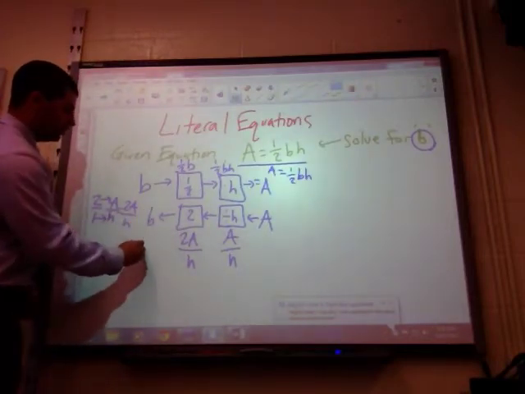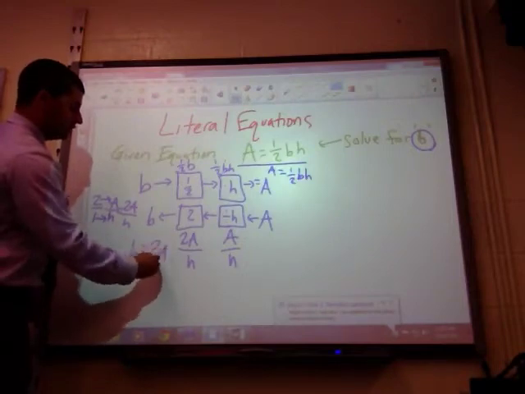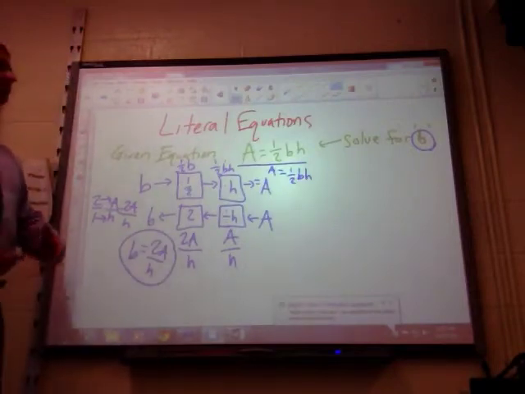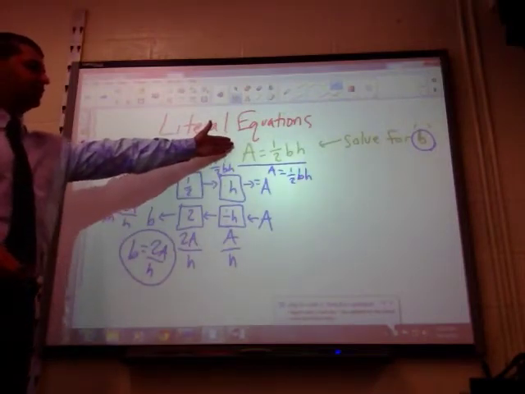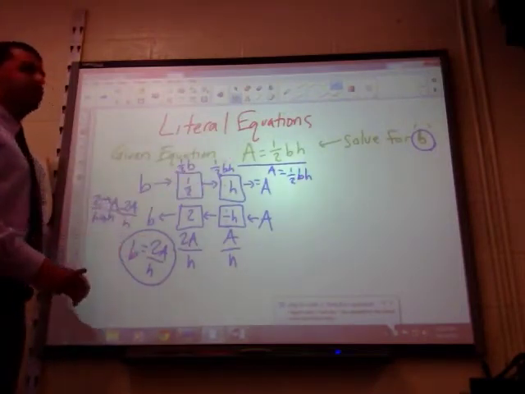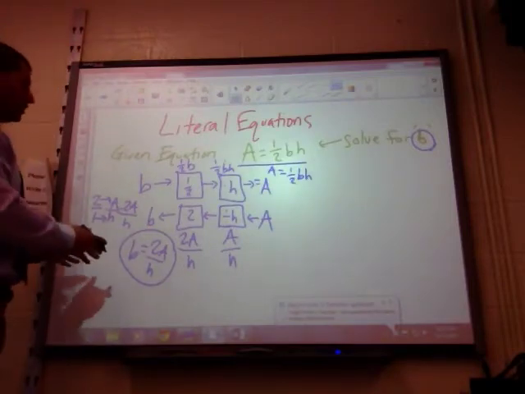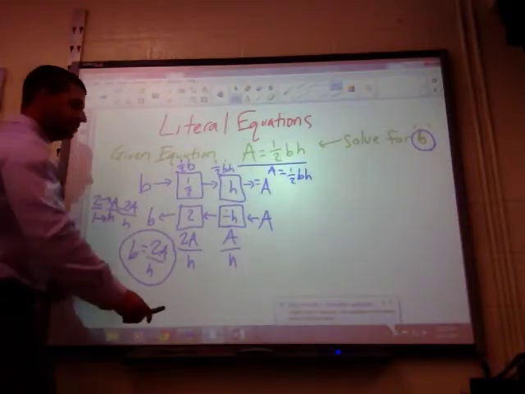So b is 2 times the area over the height. So all we've done here is make our equation from solve for area to solve for the base. We've just moved things around in our equation so we can solve for the variable that we want. I'll show you why in a couple slides.